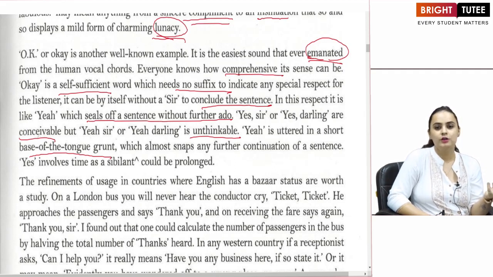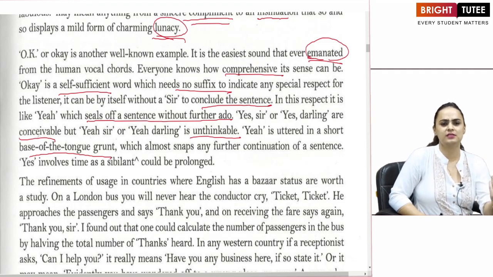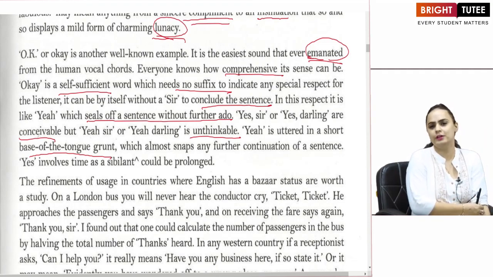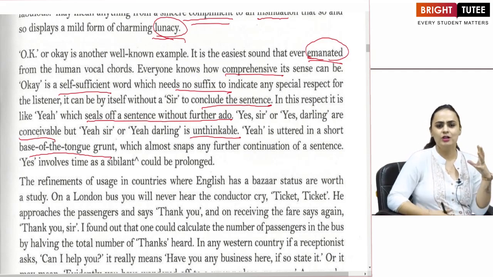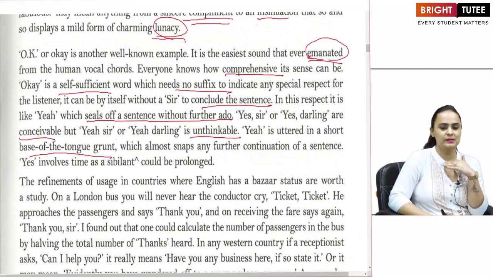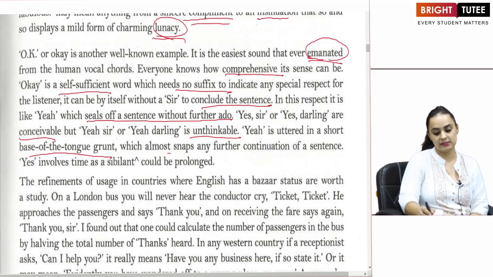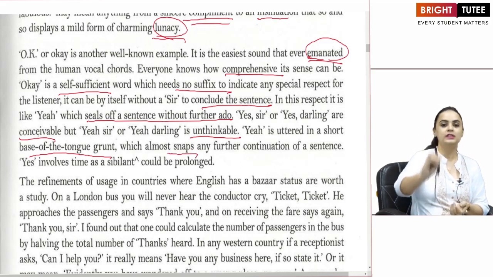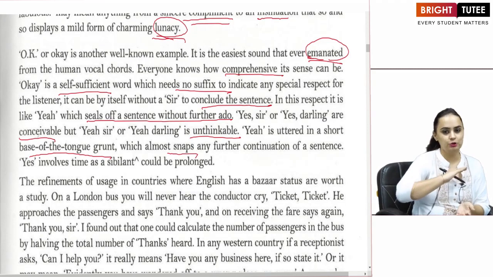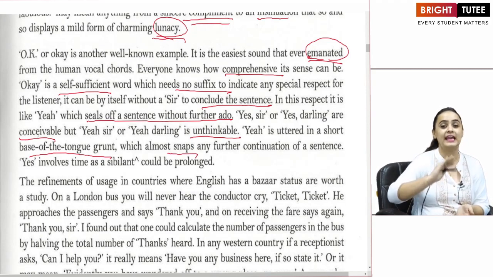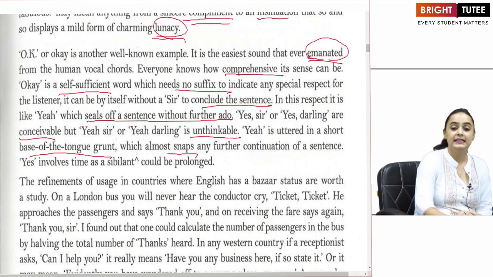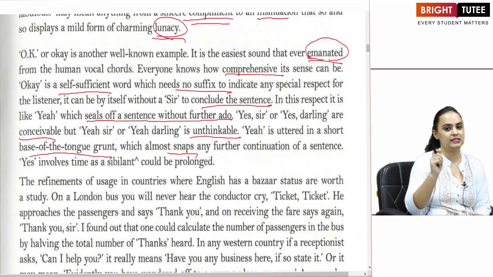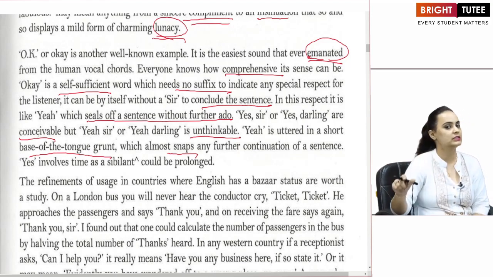So this is something that is just uttered by you in order to express something. "Yea" is not a word, it is just something uttered by you, which almost snaps any further continuation of a sentence. Snaps means stops. So, once you say the word "yea," there is no possibility of you saying anything further. "Yes," on the other hand, involves time. It takes time to say the word "yes" as compared to the word "yea."